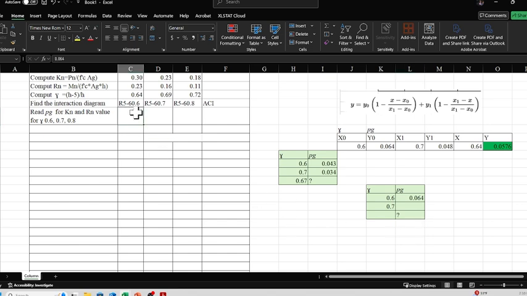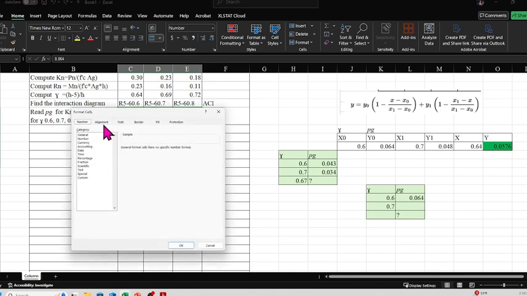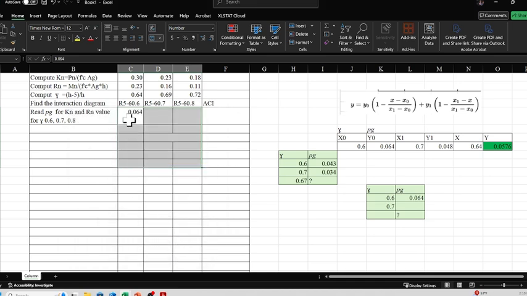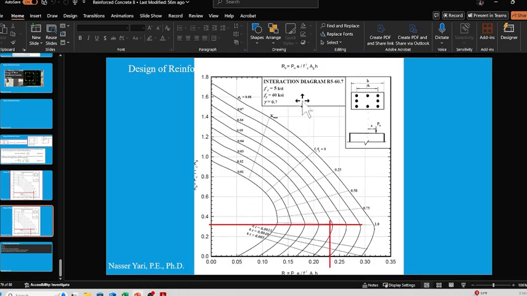Let's fix this up. Go to your Excel, format the cell, go to number, and let's make that 3 so we see everything. There it is, 0.064. So now we're going to go to gamma 0.7. All right, this is gamma 0.7, and this one right here. See that?